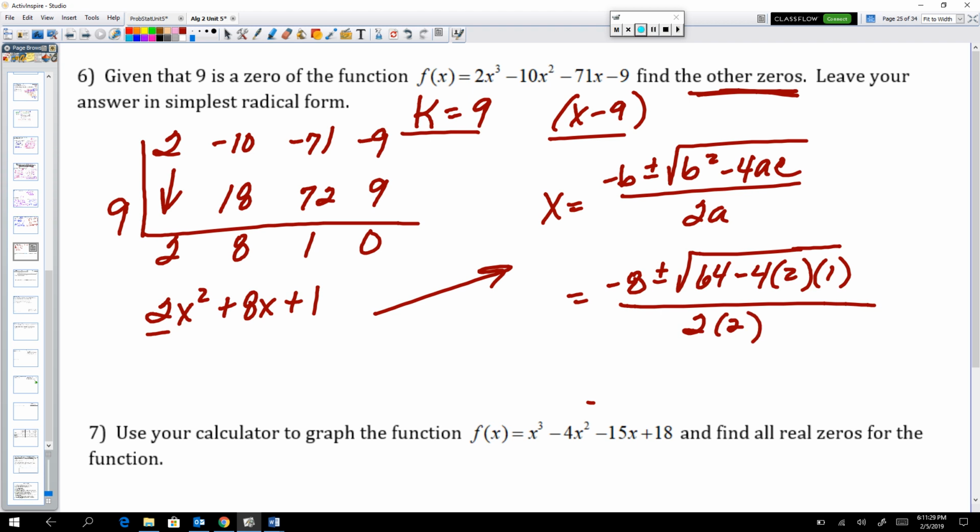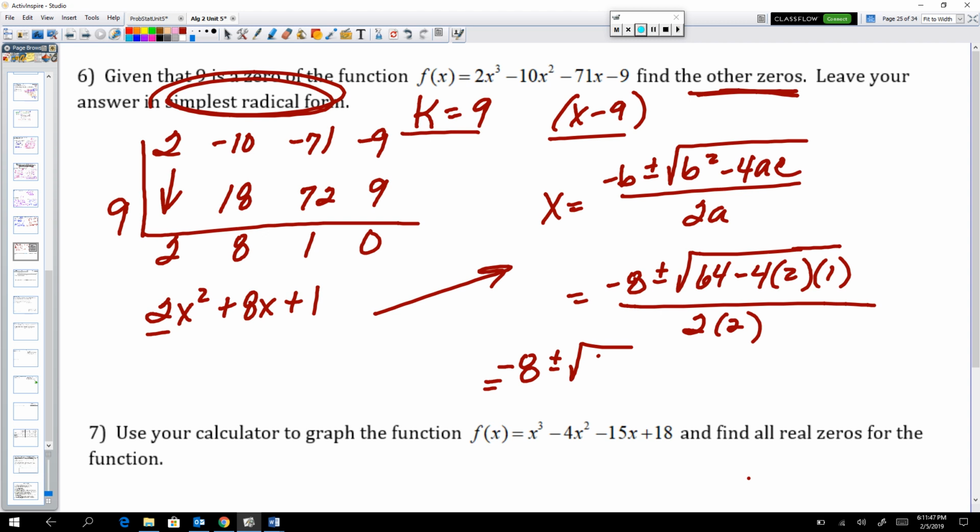Now, don't forget, simplest radical form. Remember that from the quadratics unit. You got points off if you left your answer in a format that had perfect squares left under the radical. So let's keep going until we know that it's in simplest radical form.